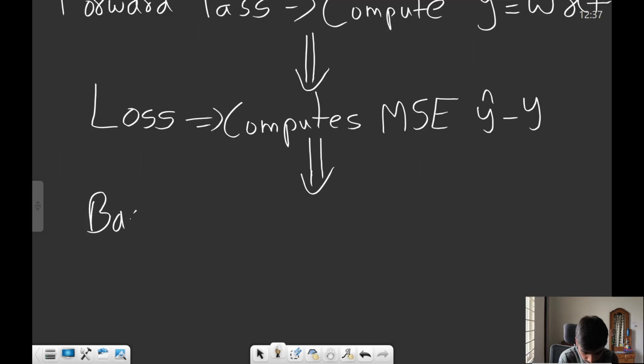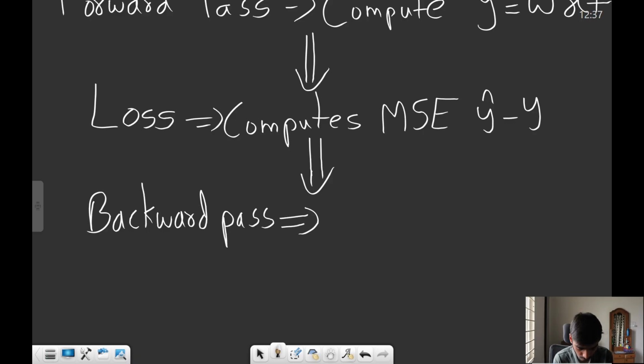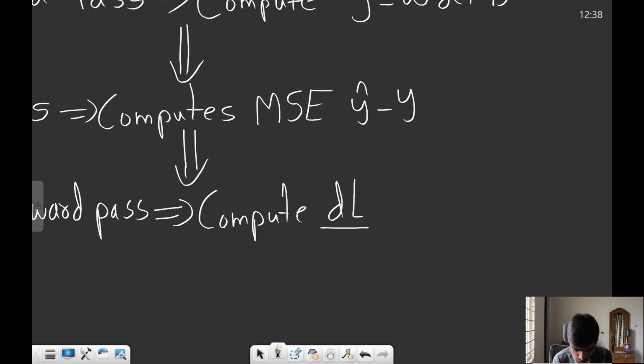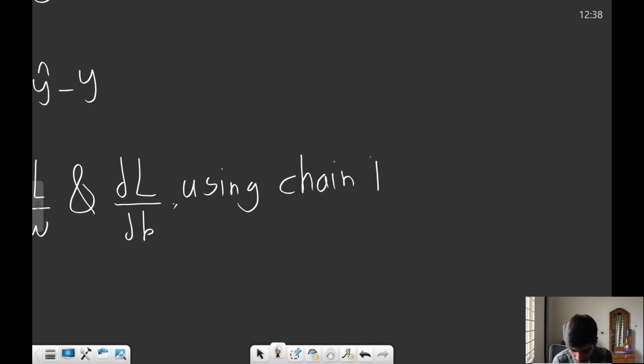Then comes the backward pass. In the forward pass, you predict the values with some chosen random w and b, and in the backward pass, you correct those random values of w and b to minimize the loss function. So we compute the gradient of the loss function with respect to w and the gradient of the loss function with respect to b using the chain rule in the process, which is also called backpropagation.